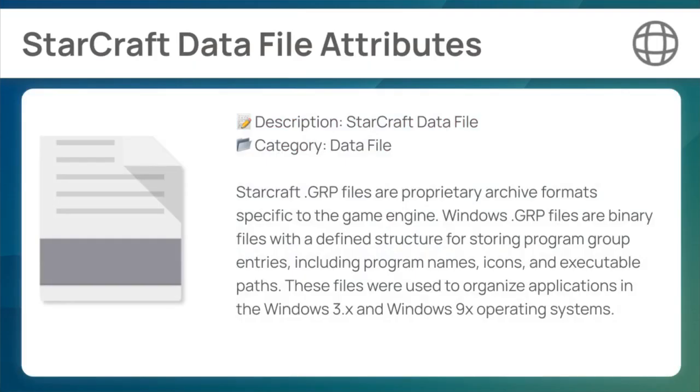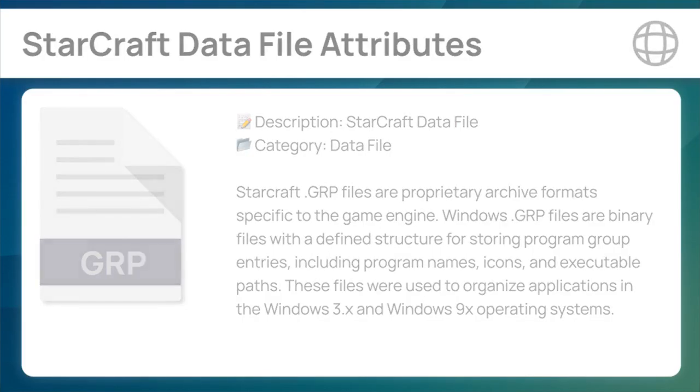StarCraft .grp files are proprietary archive formats specific to the game engine. Windows .grp files are binary files with a defined structure for storing program group entries, including program names, icons, and executable paths. These files were used to organize applications in the Windows 3.x and Windows 9x operating systems.